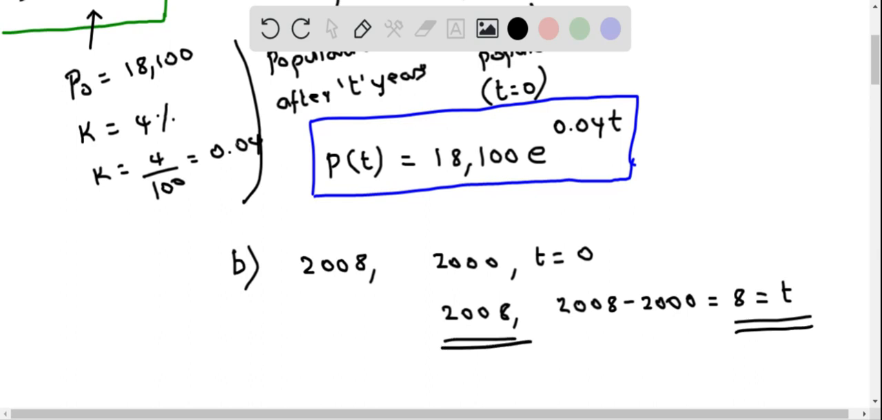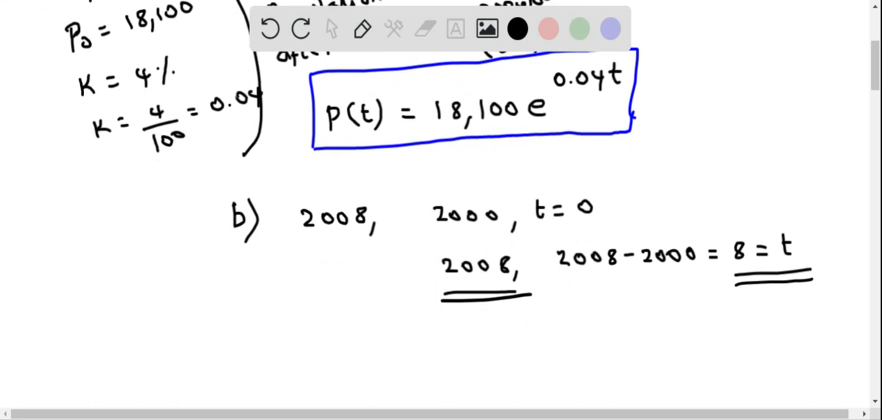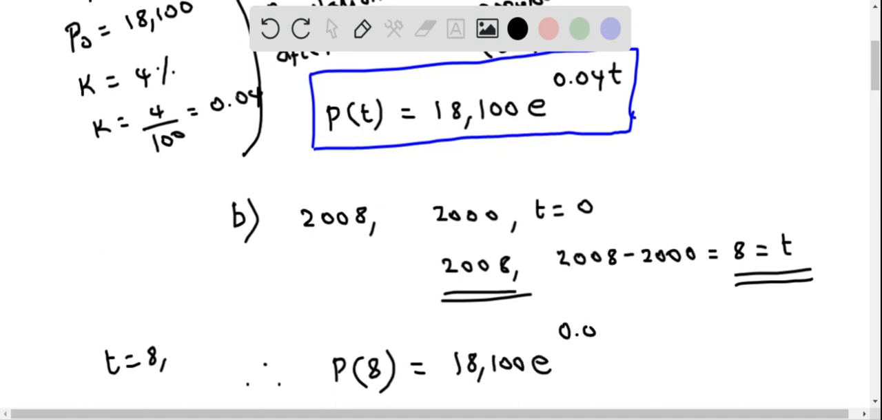Now, we have to use this population model which we found in part A, plug in t equals 8 and determine the population in the year 2008. So, when we plug in t equals 8 into the population model, we get P of 8, and this equals 18,100 times e raised to the power of 0.04 times 8. So we do this calculation, that is, we get 18,100 e raised to the power of 0.04 times 8, which is 0.32.